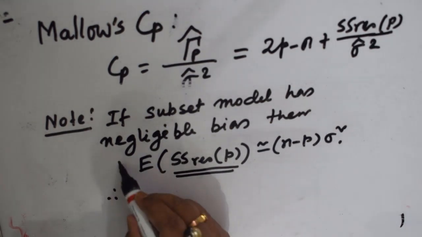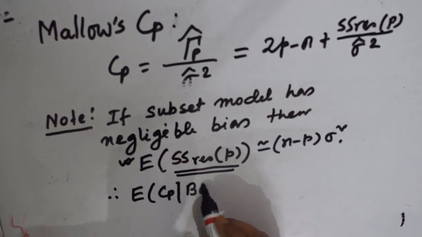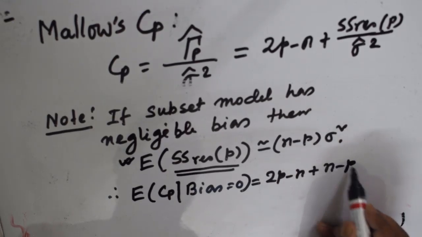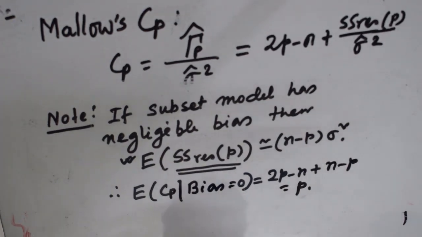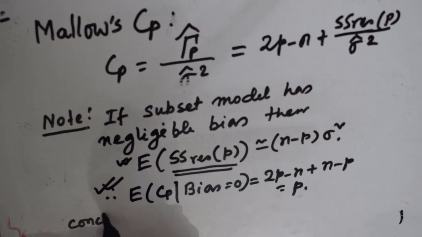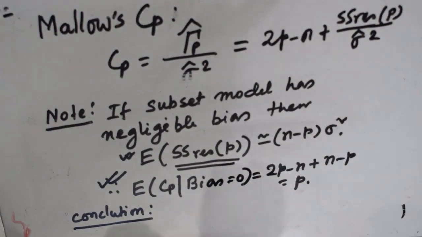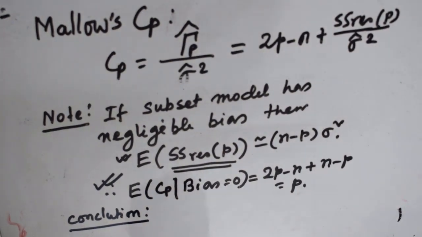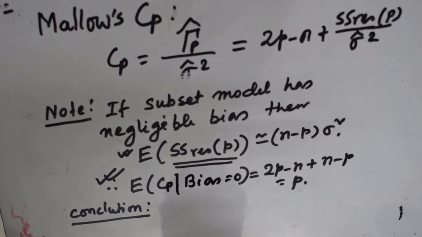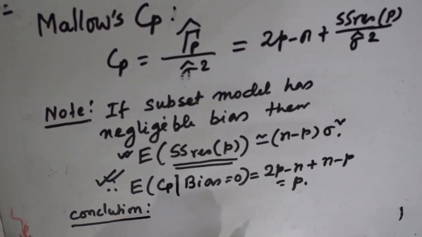Therefore, under this condition, the expectation of Cp, given that bias is 0, then therefore from this condition we conclude that those points which have smaller bias give a good model.